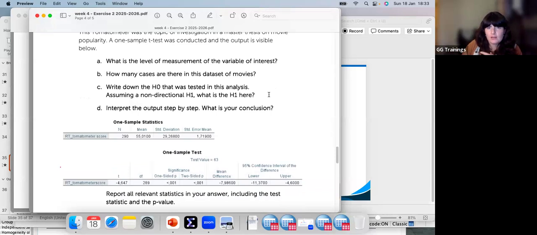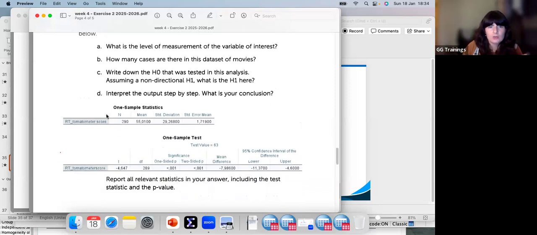How many cases are there in this data set? Whenever you need to see the sample size, the group size, how many cases, all of that information is always available in your sample statistics. N is your symbol for sample size. So your answer should be 290 cases in this data set.